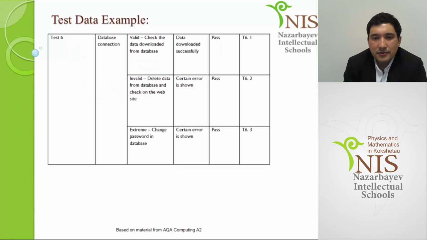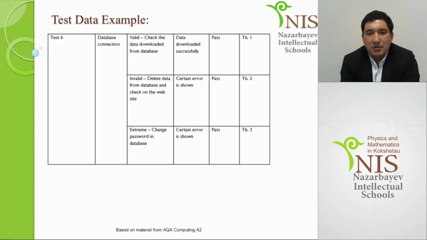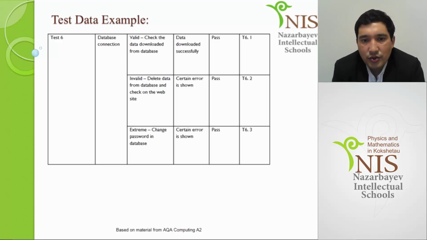Okay. And now in this table, I want to show you an example from some students' work. Test number 6, database connection. Type of the testing is database connection. Valid checks the data download from database. Invalid: delete data from database and check on the website. And extreme: change password in database.